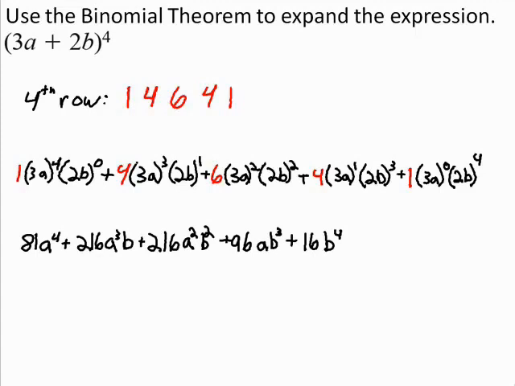The simplified expression is 81a to the 4th power plus 216a cubed b plus 216a squared b squared plus 96ab cubed plus 16b to the 4th power.